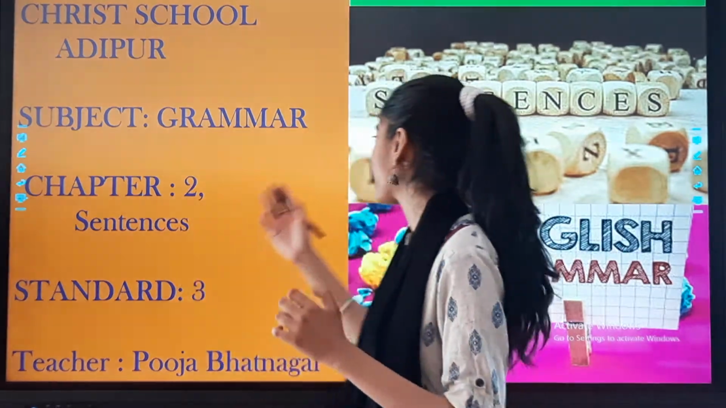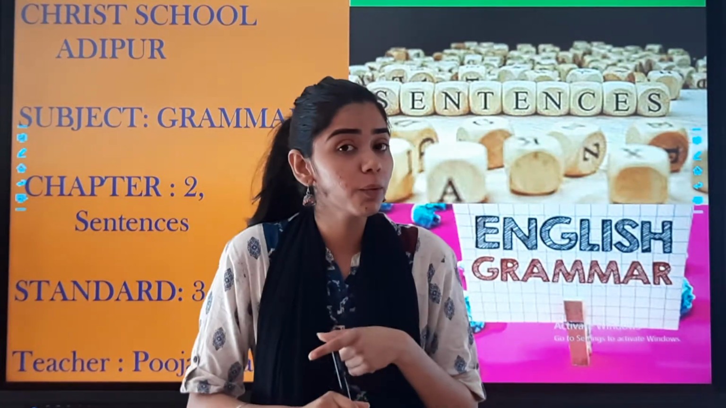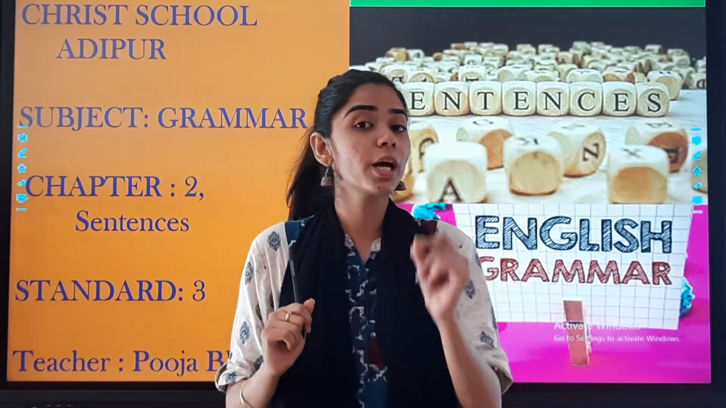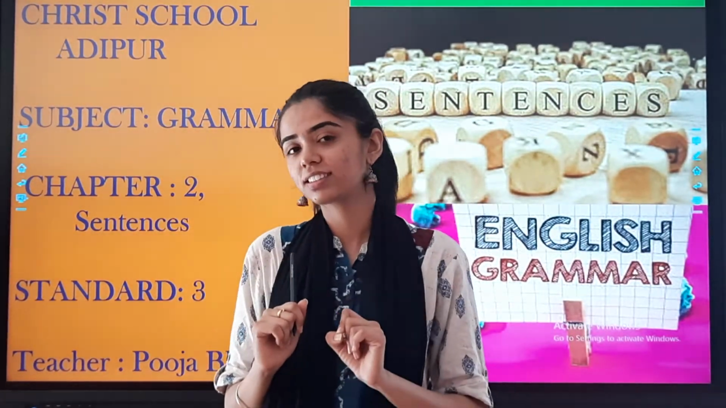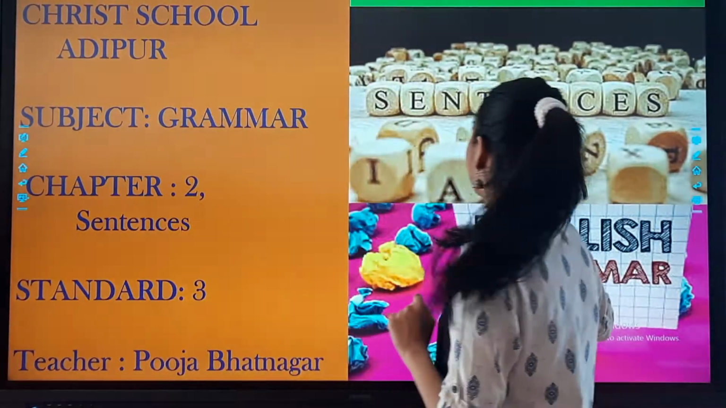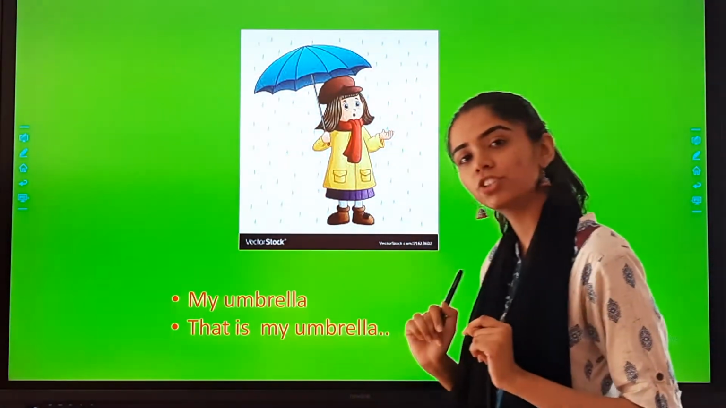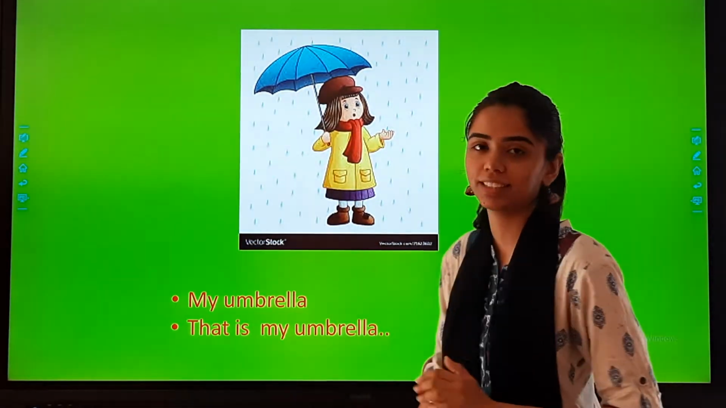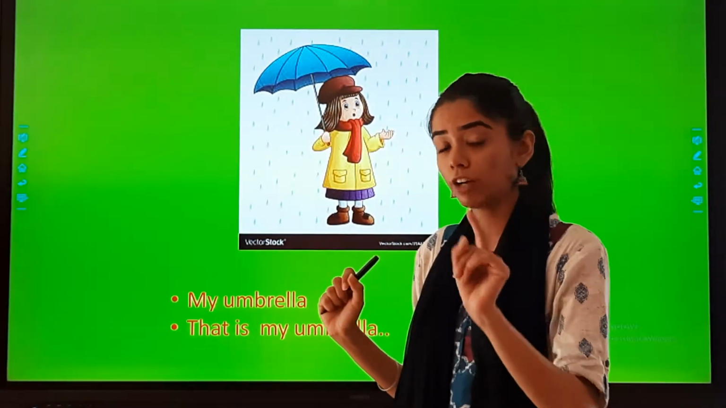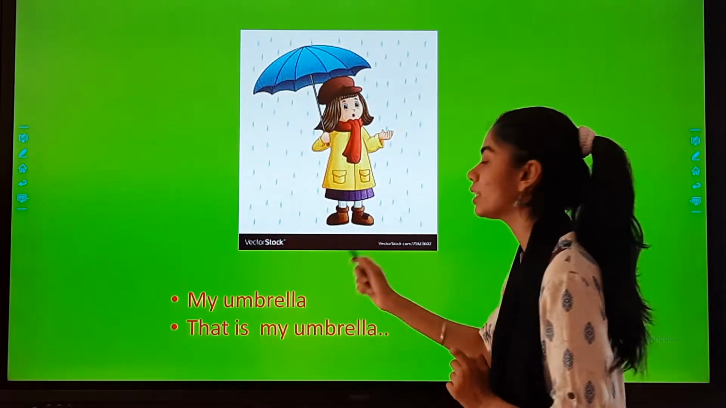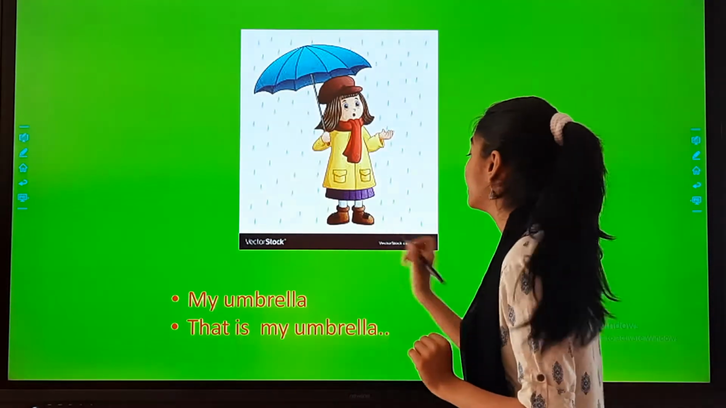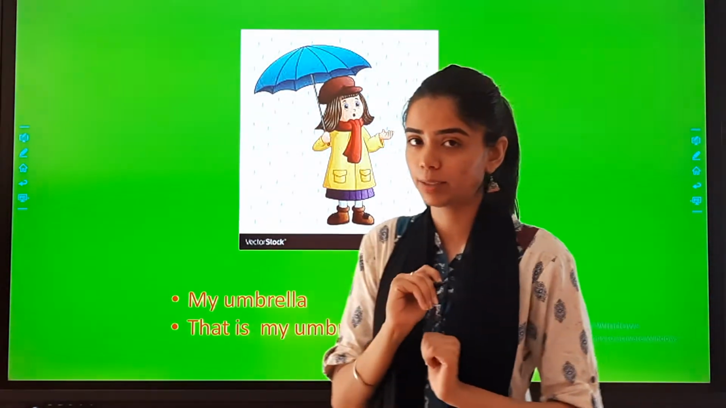And children, as you can see, today we will start with a new chapter, that is chapter number 2, sentences. But before that, look at the picture and read the sentence. There is a little girl and you have to tell me which one is correct: My umbrella, or that is my umbrella.